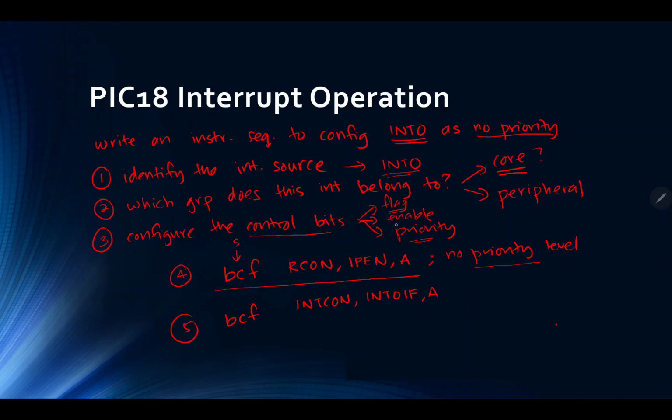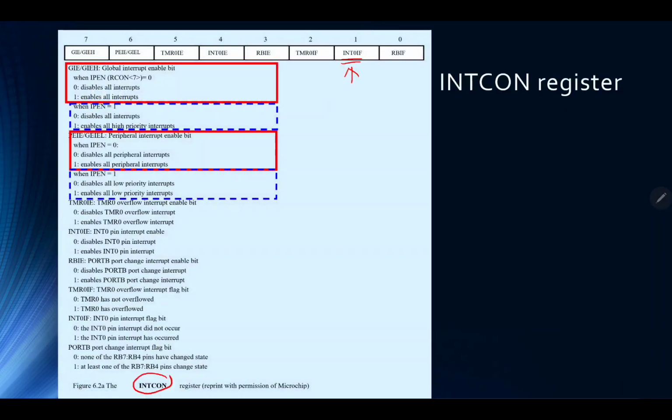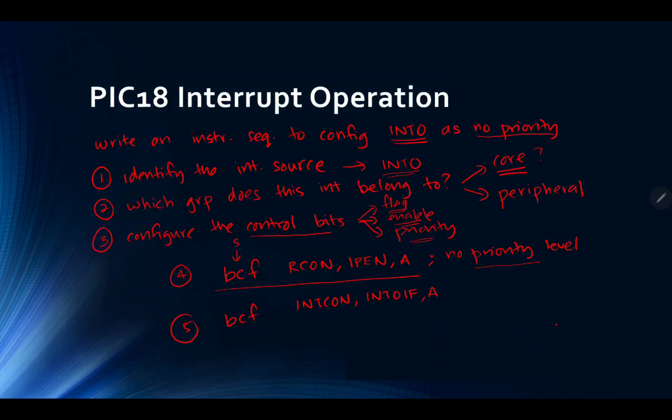The next thing that you want to do is enable the interrupt. So again you have to search where the enable bit is. Under INTCON, yes, we see INT0IE, this is the enable bit. It's easy to identify whether a bit is flag or enable just by seeing IE. We always want to enable it. So enabling means bit set F INTCON, INT0IE. So flag done, enable done, priority.